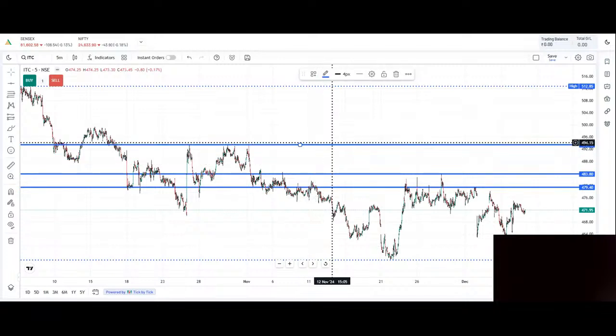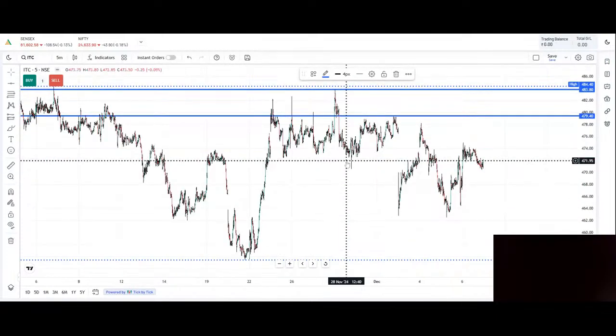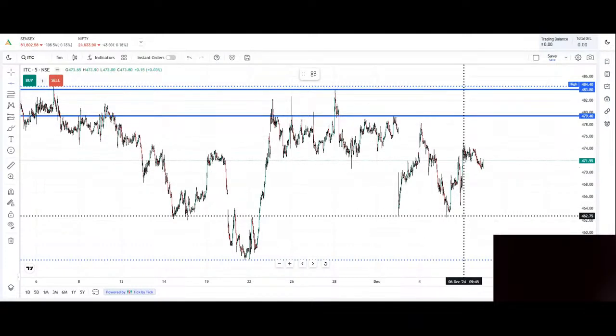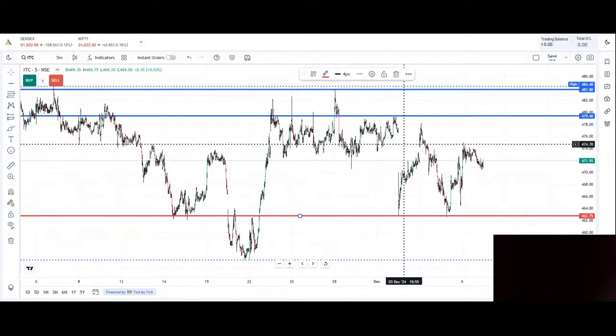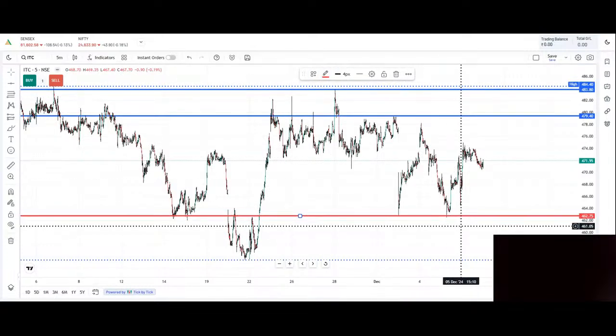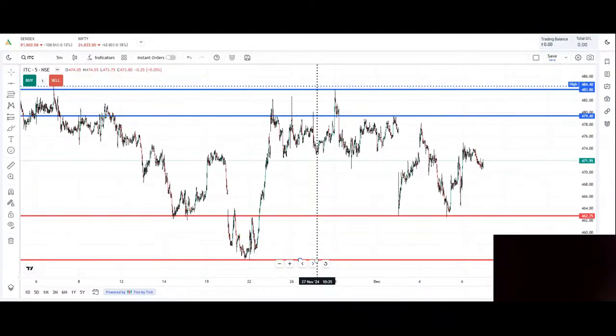And in between, if some kind of reversal is seen, we'll change our trade. Like in ITC, let me tell you, this would be the level. If this would be the level of resistance, if ITC goes below 462.70, then the next target which I see is 455.